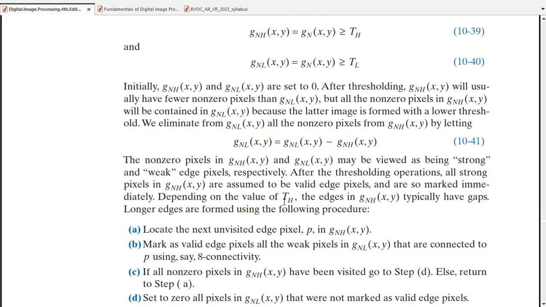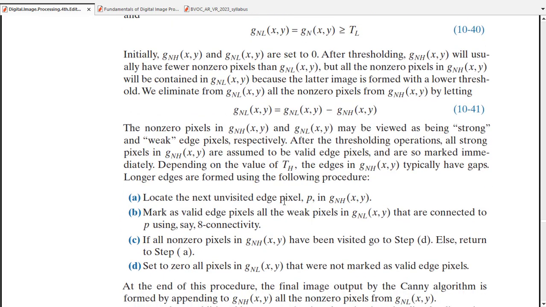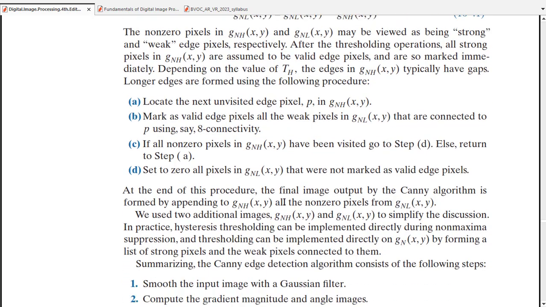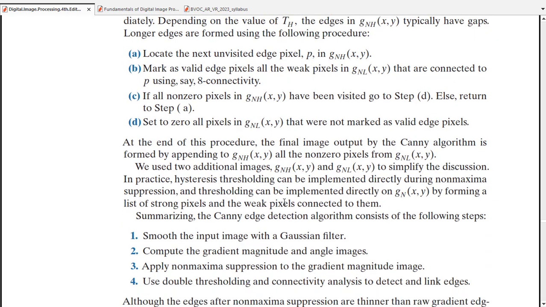Along with this information, longer edges are formed using the following procedures. Locate the non-zero elements. We will summarize the approach from the Canny edge detection algorithm.